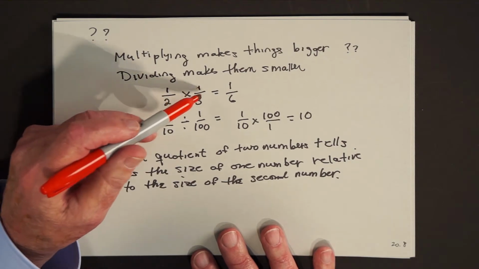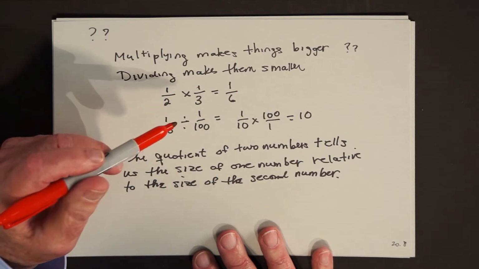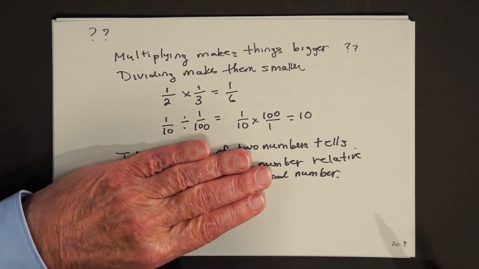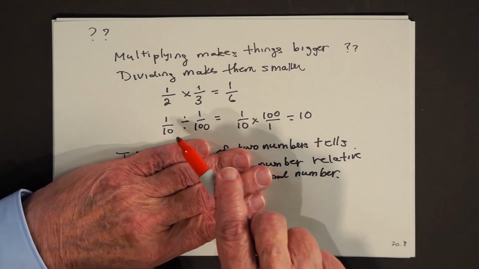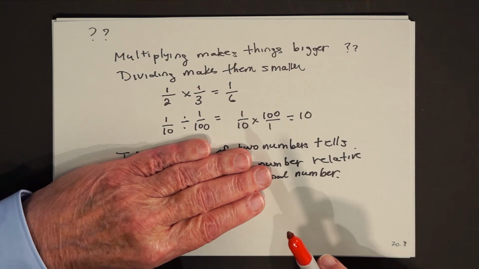You're taking 1/2 of the 1/3. Now you take 1/10 divided by 1/100th. To the naked eye, if I can use the word naked here, the answer should somehow be very small because look at how small 1/10 is and how small 1/100th is.